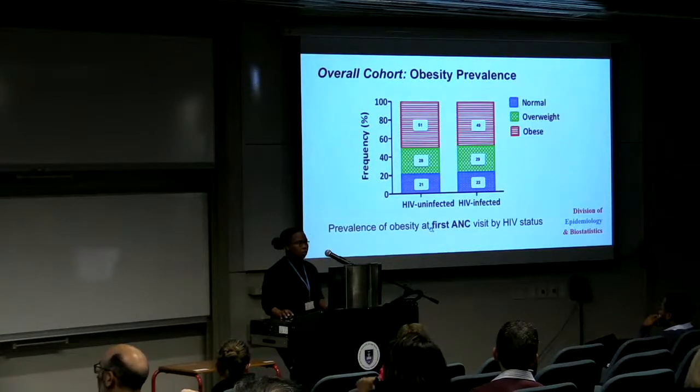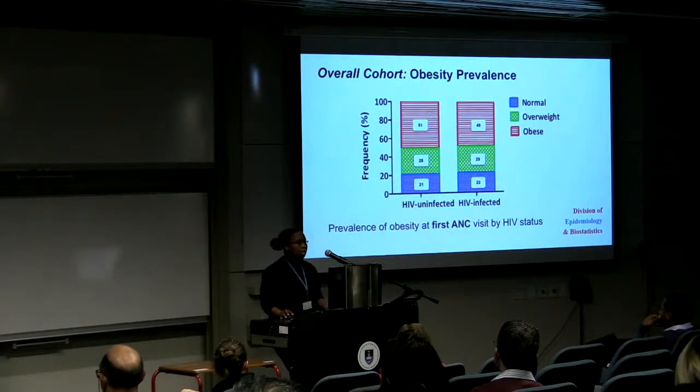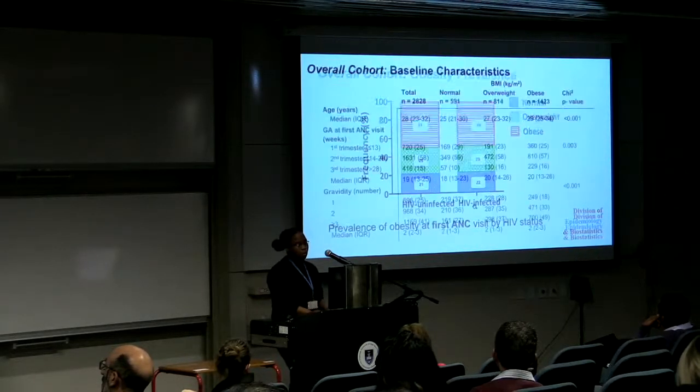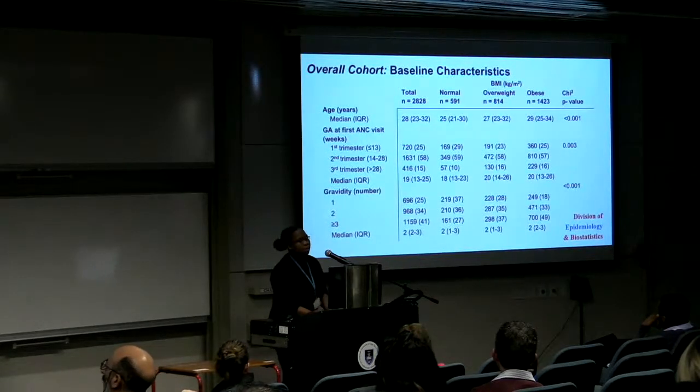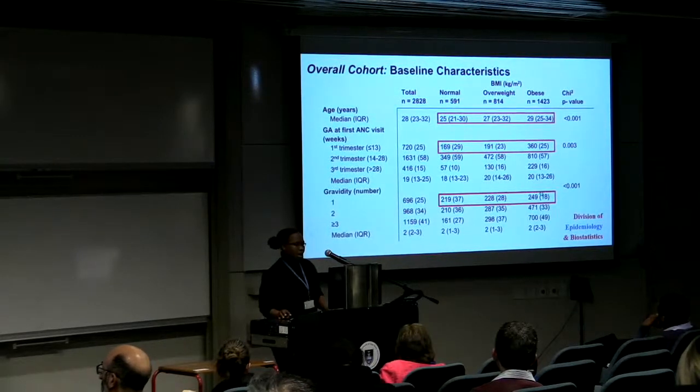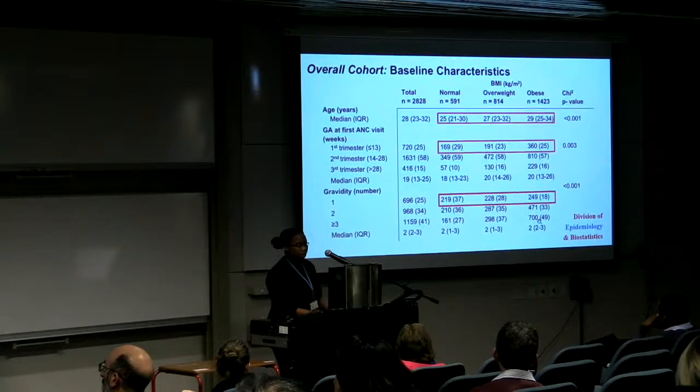This figure shows the prevalence of obesity at first antenatal care visit by HIV status. The key finding is that there is a similarly high obesity prevalence in both HIV uninfected and infected women. This table shows the maternal baseline characteristics overall and stratified by BMI category. Obese women were likely to be older, to present late for their first antenatal care, and to have higher gravidity compared to women that had normal BMI.